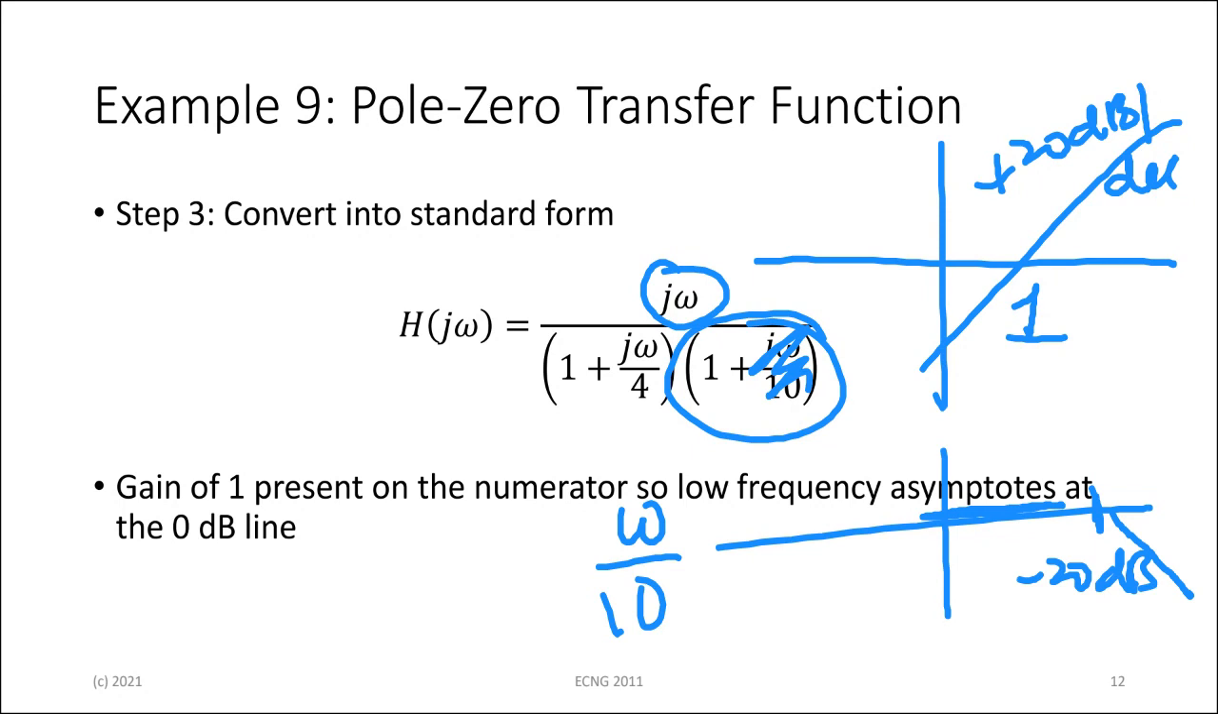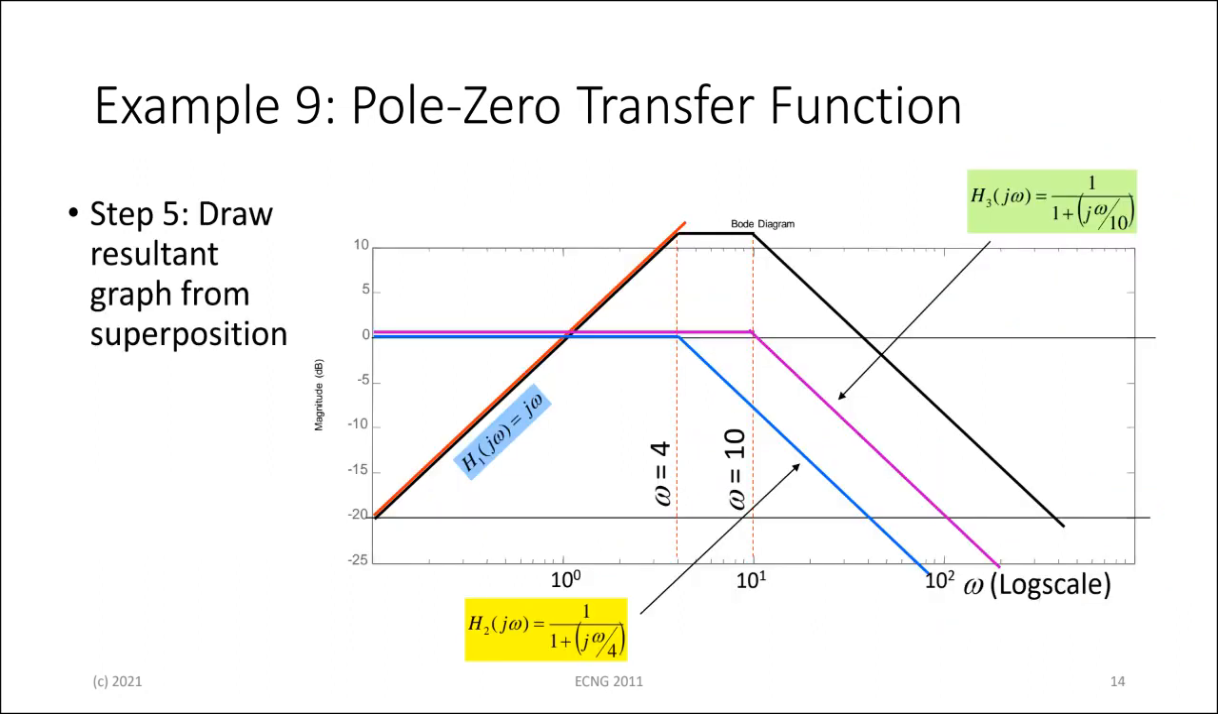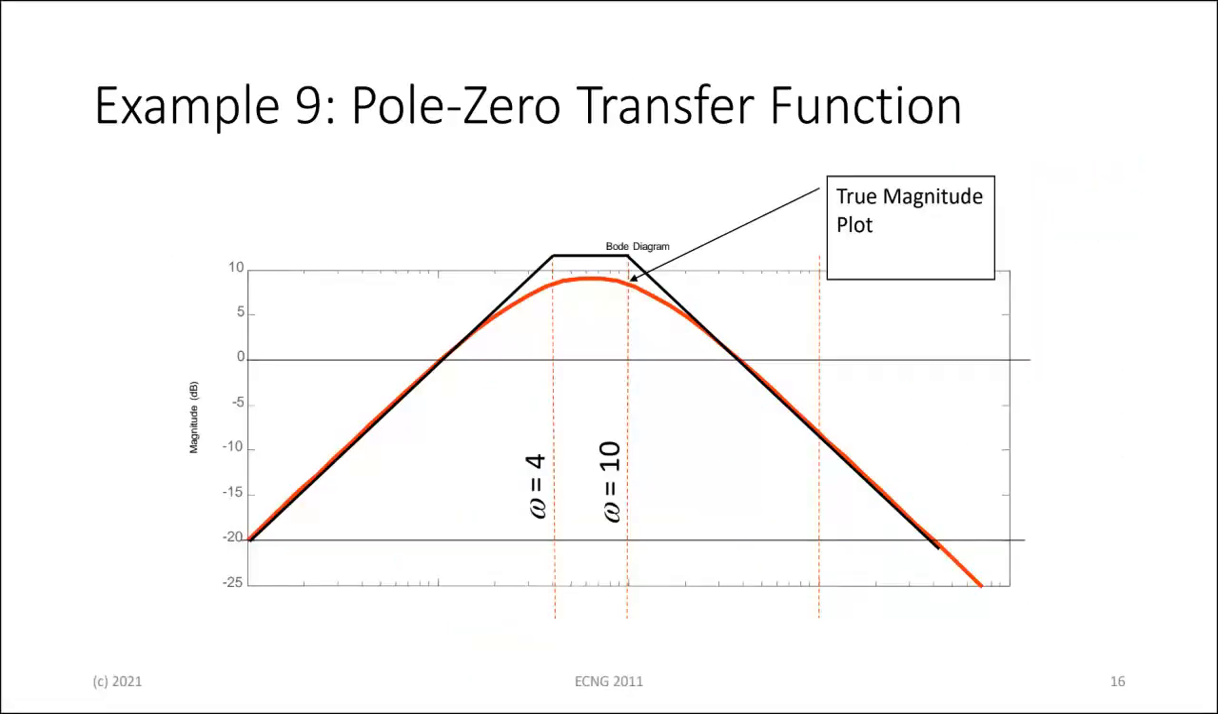And then we do one line for this, one line for this, one line for that, and then we add up all the three lines, and we come up with the black line, which is our straight line approximation. And just to show what the reality is, the red line is what the real magnitude plot would have looked like if you went and plotted all the frequencies.